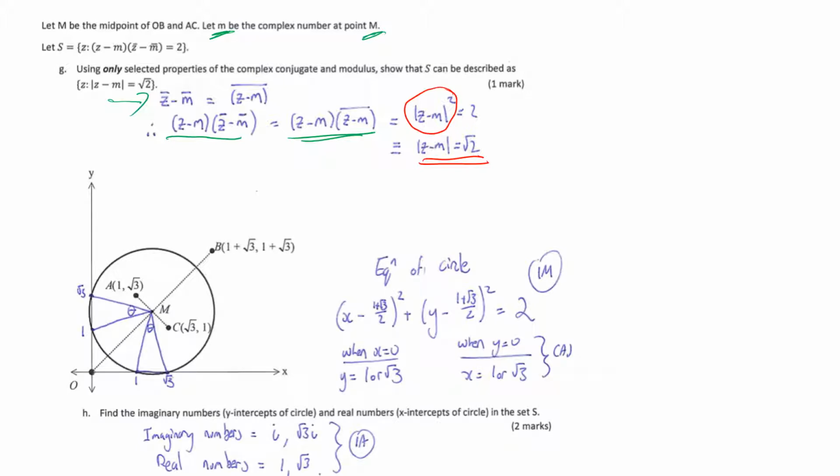Okay, ignore those annotations. They'll come in as relevant later in the question. So find the y-intercepts and the x-intercepts of the circle on the plane effectively. In the words of complex numbers, find the imaginary numbers. Imaginary numbers are complex numbers with zero real component, and real numbers, of course, are complex numbers with zero imaginary component. So find the x-intercepts and y-intercepts of the circle.